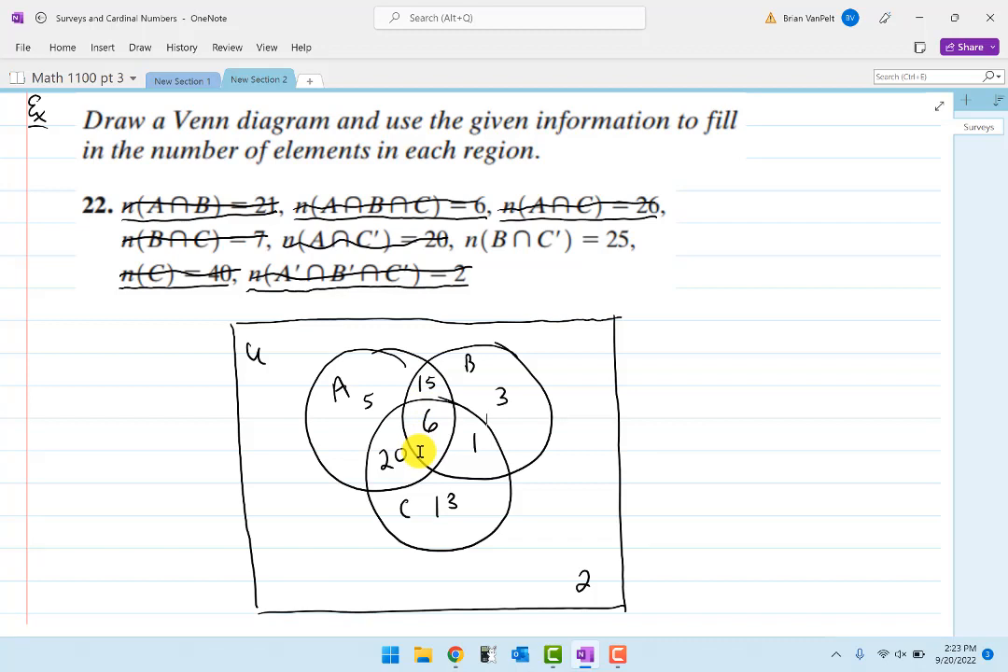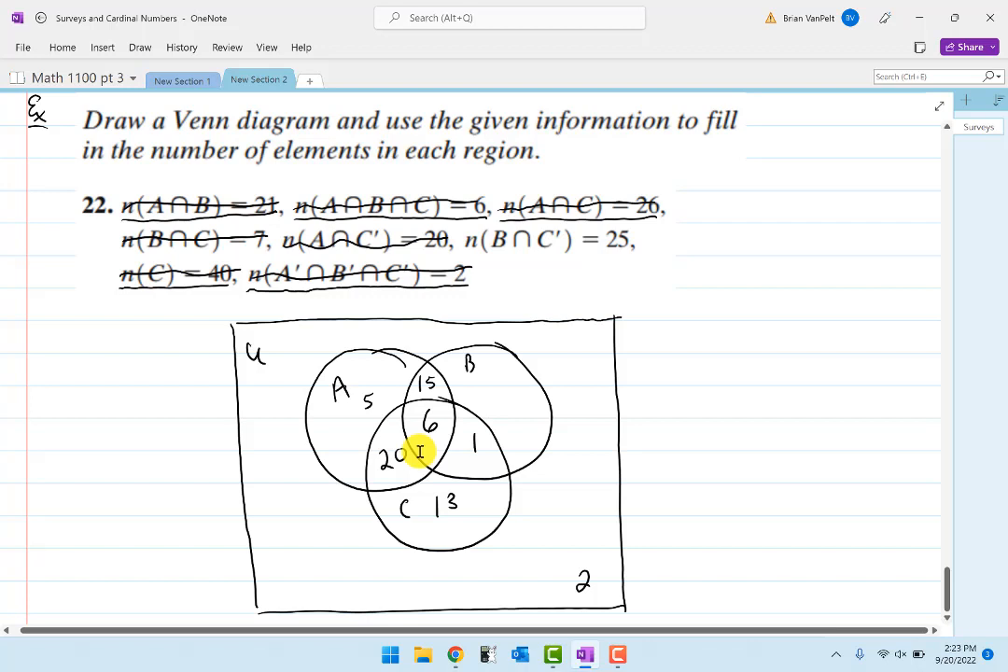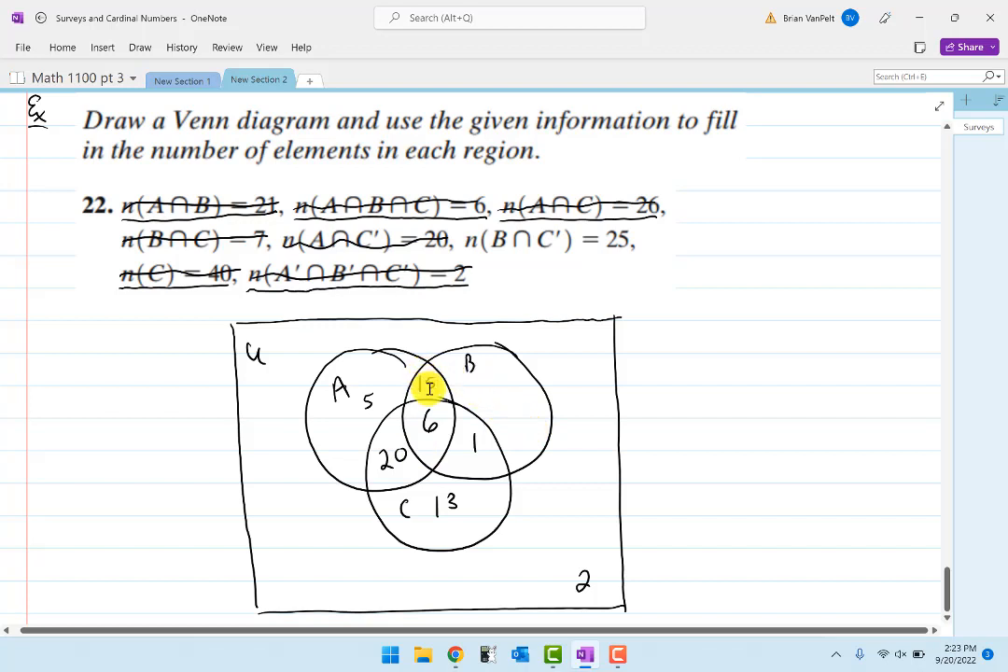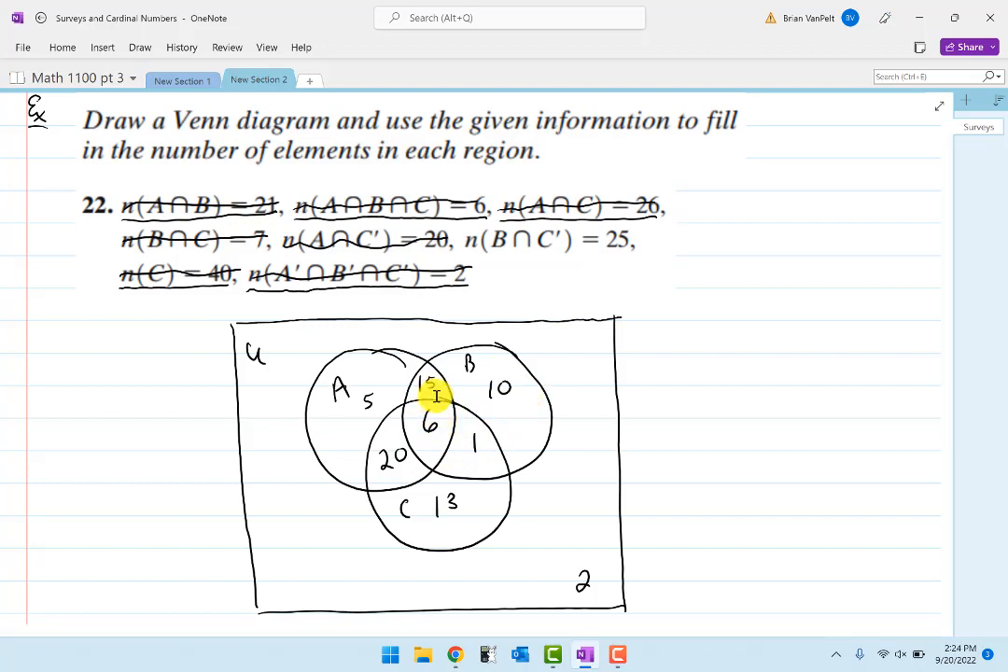Oh, I made a mistake. So the number of items that are in B intersect C prime is 25. So 25, let me add these up here. So I have 25 between this and this, because I have to take away those. So I know 25 goes here. Well, I've already got 15 accounted for. That must mean that there's a 10 right there.